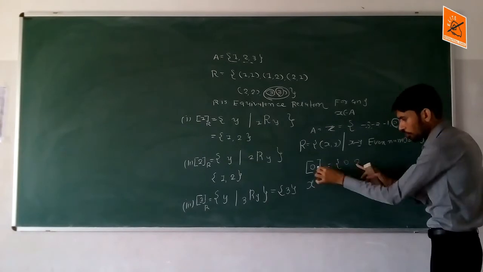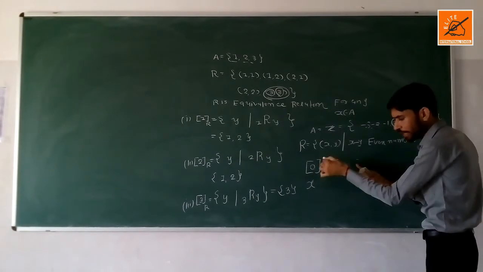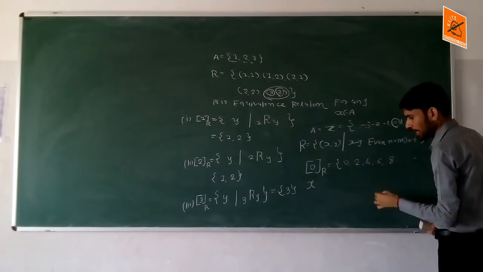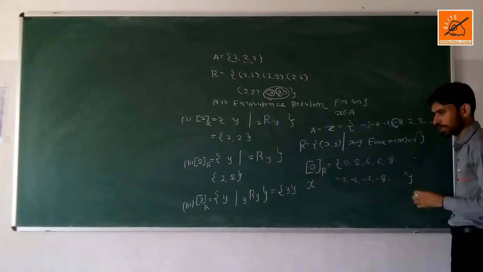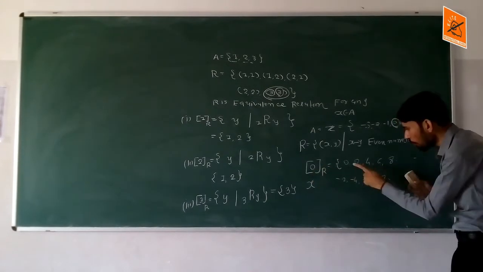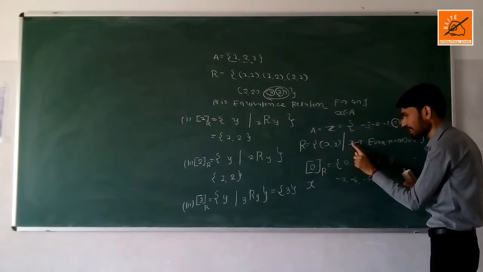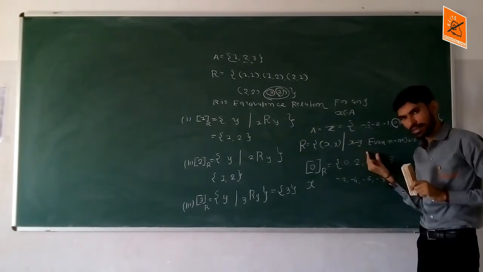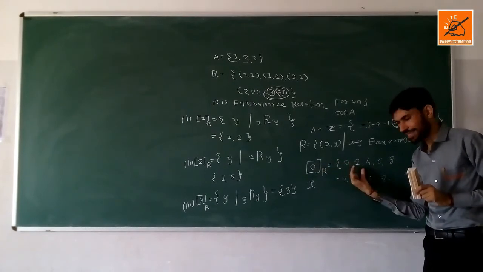Now for 2, 0 minus 2 is -2, and -2 is an even number, so 2 is related to 0. Similarly 4, 6, 8, etc., and on the negative side -2, -4, -6, -8. So this is the equivalence class generated by element 0. Observe that all these elements are related to 0 because our condition is that x minus y is an even number. All these elements satisfy our condition, so this is called the equivalence class generated by 0.